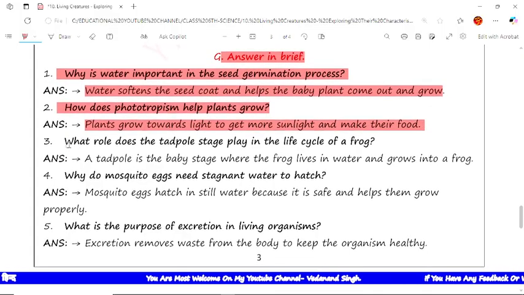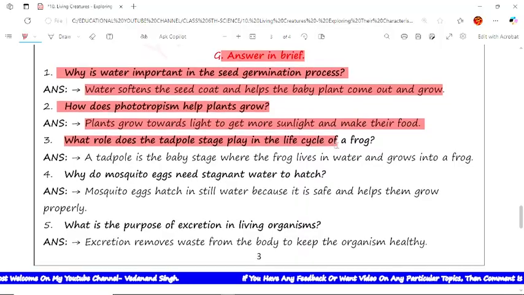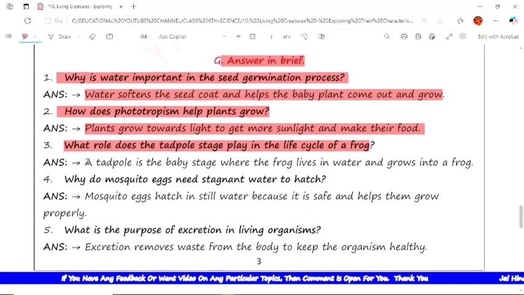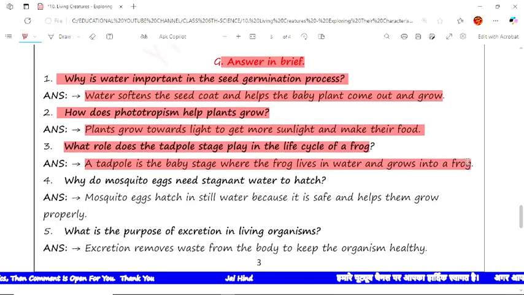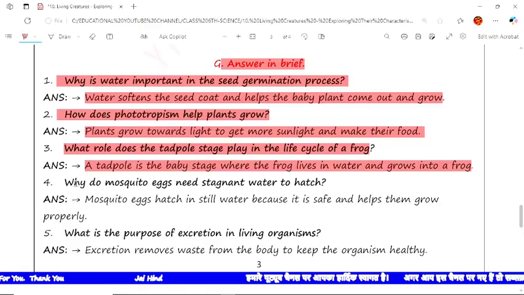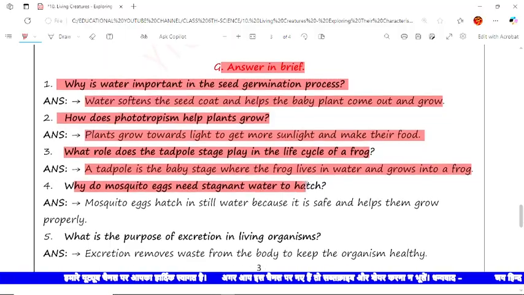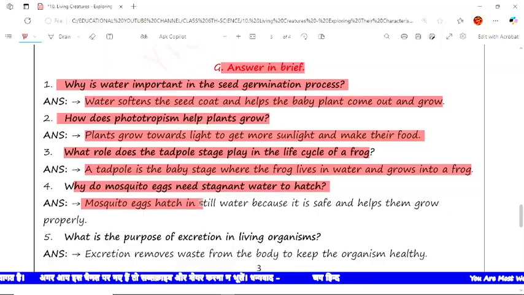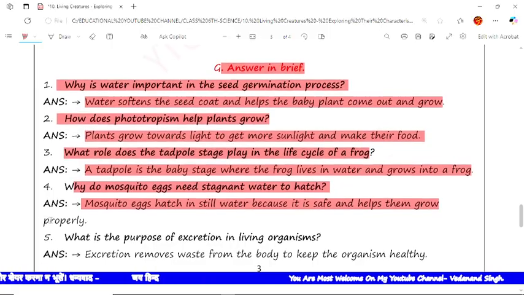The next question is what role does the tadpole stage play in the life cycle of a frog? The answer is the tadpole is the baby stage where the frog lives in water and grows into a frog. The next question is why do mosquito eggs need stagnant water to hatch? The answer is mosquito eggs hatch in still water because it is safe and helps them to grow properly.